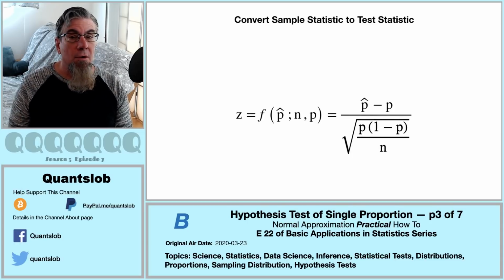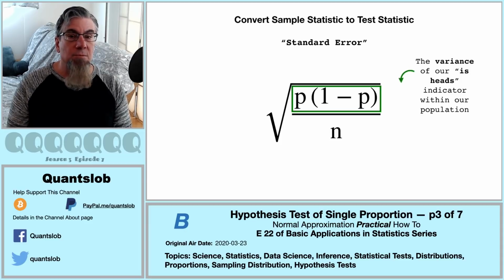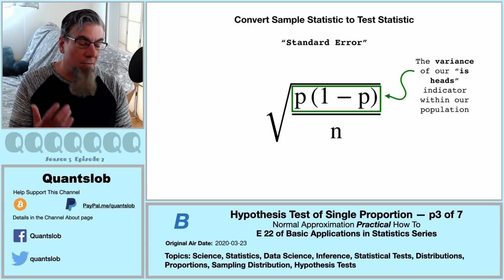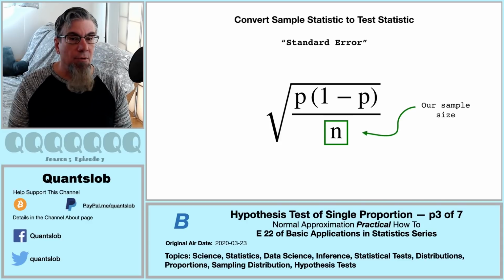The denominator here is where much of the action is. This entire quantity is called our standard error. The value p times the quantity 1 minus p may look familiar. We visited this back in our proportions installment. It is the variance of an indicator attribute. The variance in our imaginary infinite population of coin flips of the indicator attribute is heads. If the population proportion is 1/2, the value under our null hypothesis, then this value is 1/4. And n here is simply our sample size. In this example, the total number of flips or trials, 50.